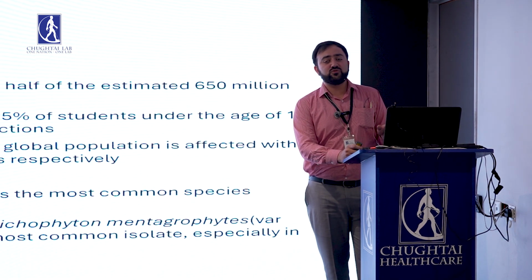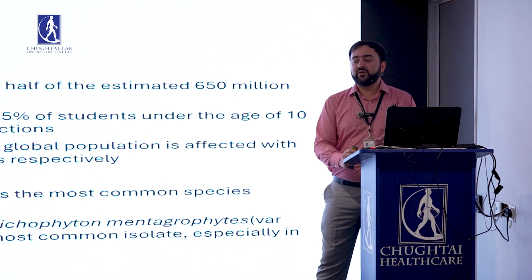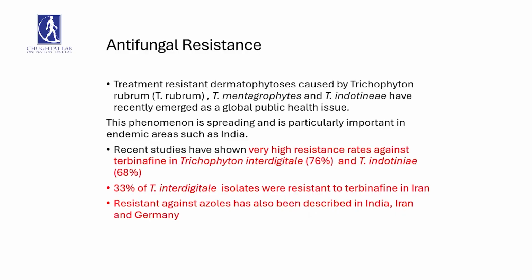However, recent trends have shown that Trichophyton mentagrophytes is starting to become the most common isolate, especially in our setup in Pakistan and India as well. In recent years, there has been a global concern about antifungal therapy failure and the emergence of antifungal resistance. Treatment-resistant dermatophytosis caused by Trichophyton rubrum, mentagrophytes, and Rotini have recently emerged. This phenomenon is spreading and is particularly important in endemic areas such as India.